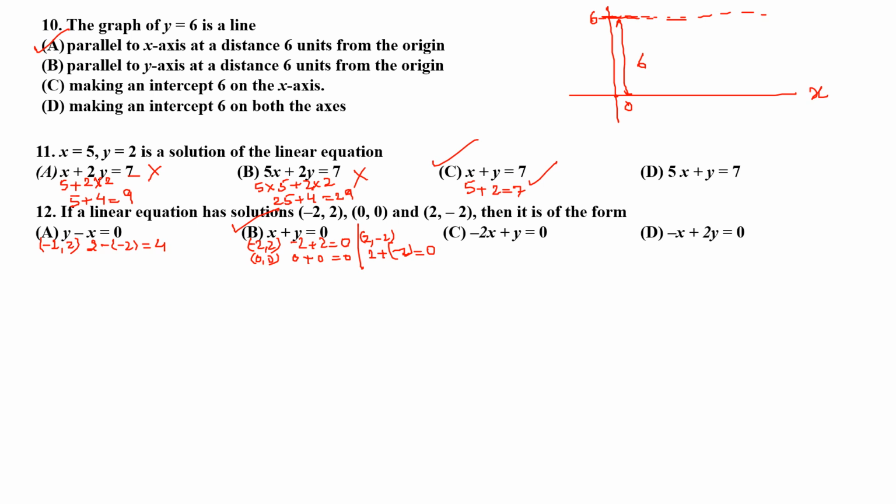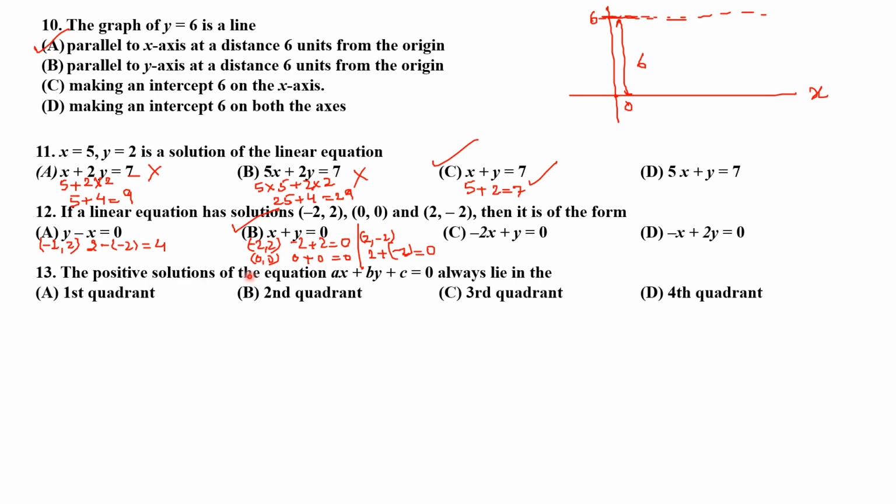Moreover, if you see the coordinates minus 2, 2, 0, 0, and then 2 and minus 2. So in the first and last option, you see the value is the same, but the sign is different, right? It's opposite. And if you take x plus y equal to 0, you can write it as x equal to minus y. So x and y both will be equal, but the sign will be different. So from there also you can come to know that this will be satisfied by the equation given in option B.